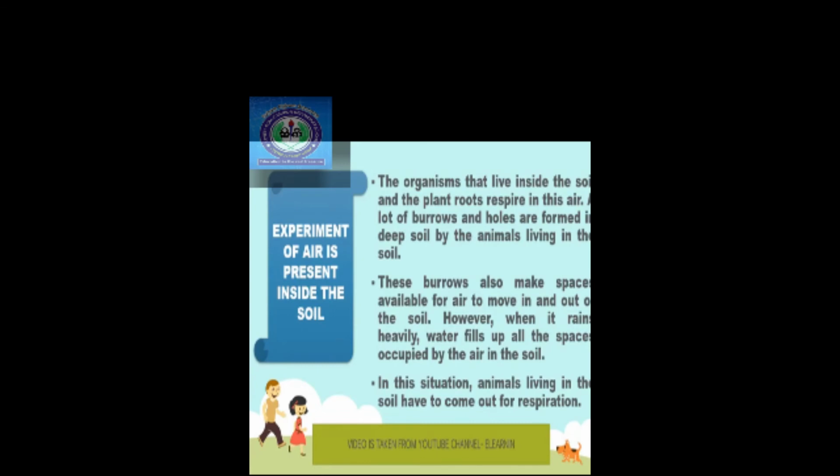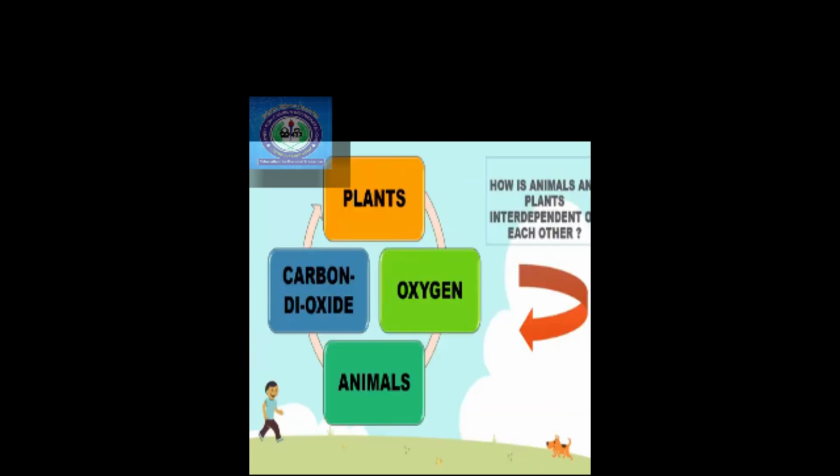So they come out of the soil in this season, which is known as monsoon season. So you can see a lot of earthworms and snails coming out of the soil just because of this reason. So in this situation, animals living in the soil have to come out for respiration. So this is the experiment which says that air is present inside the soil also.